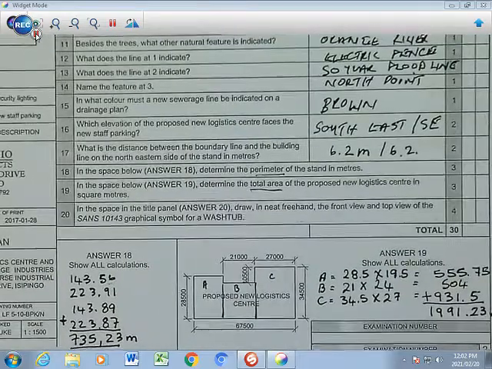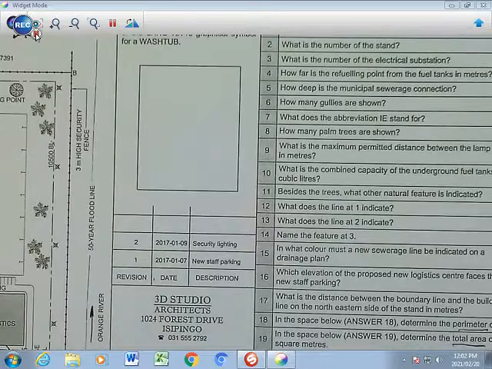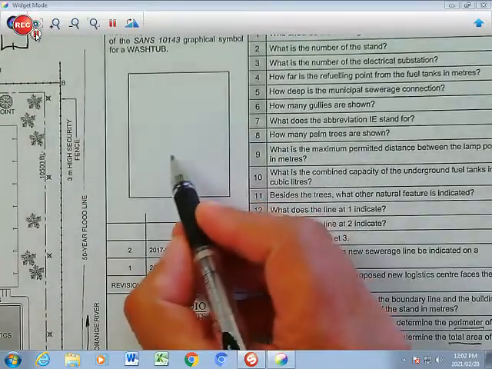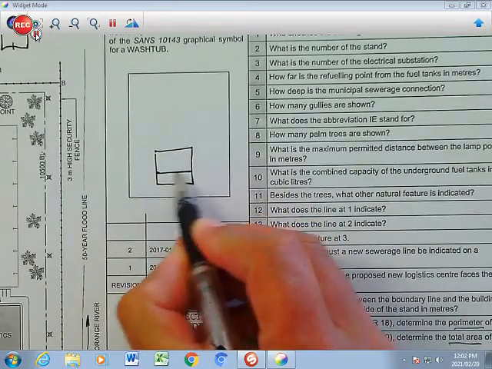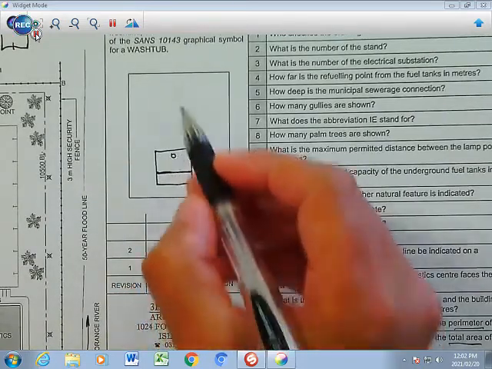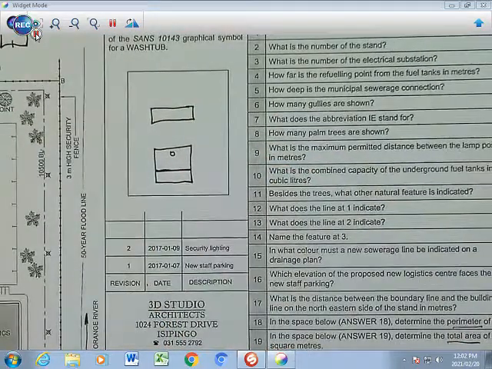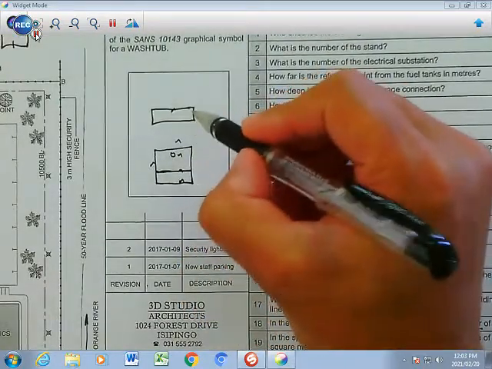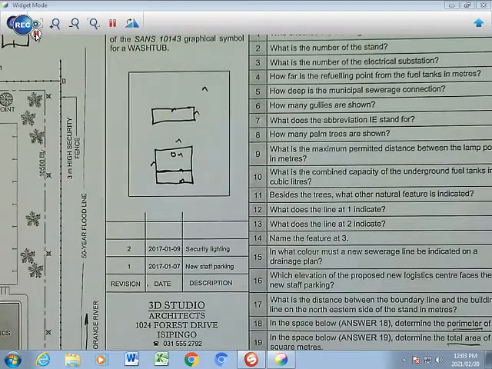Number 20, in the space provided here on top, you are going to draw freehand the front and the top of the SANS 10143 graphical symbol for a wash tub. And you start with your top view. It's always a square and a little line there to show the slant and the trap there, and the front view will just be a rectangular box like that. Simple as that. Half a mark, half a mark, half a mark, half a mark, half a mark for that side, half, and a half for being freehand. Alright. Thank you.